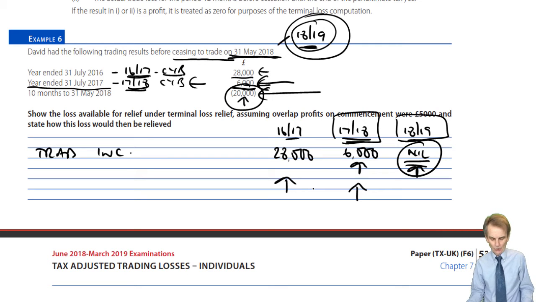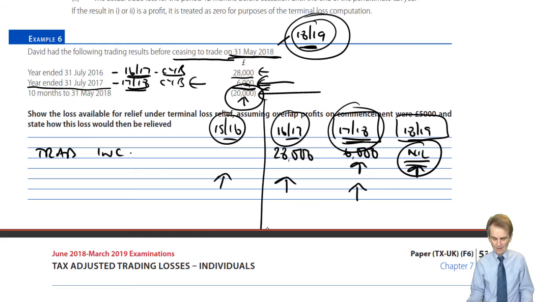If, of course, there was enough loss, there isn't here, we could have gone back one more year as far as 15-16, the carry back on a last in, first out basis against the trading income of the previous 3 tax years. 17-18, 16-17, 15-16 in that order. Here, all of the loss will be utilised over the 17-18 and 16-17 tax years.